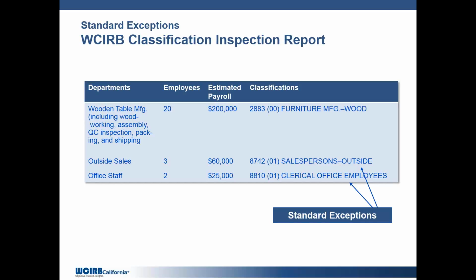The WCIRB has formatting standards for its classification inspection reports. What you're looking at here is a mock-up of a payroll table section from an inspection report. The basic business operations of the employer, in this case wooden table manufacturing, are listed first, followed by outside salespersons and ending with clerical office employees.